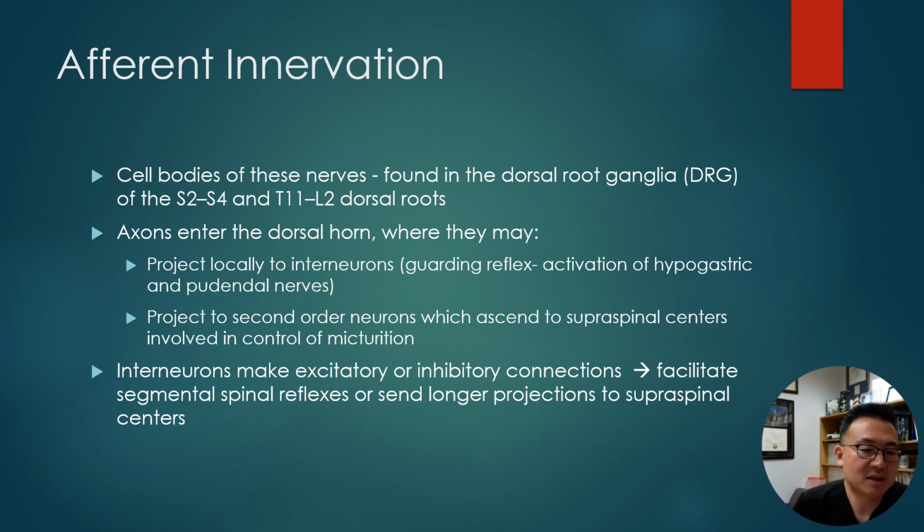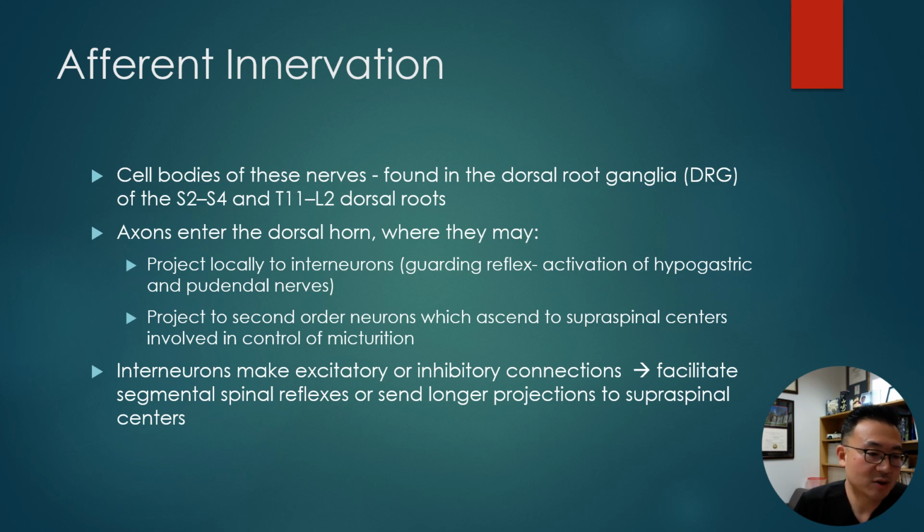So the cell bodies of these nerves are found in the dorsal root ganglia of the S2 to S4 and T11 to L2 dorsal roots. Their axons enter the dorsal horn, where they may project locally to interneurons, and this promotes a guarding reflex, which I talked about, which is increase of sympathetic activity leading to bladder relaxation, and increase of sphincter contraction, which promotes storage of urine, and this is mediated through the hypogastric and pudendal nerves.